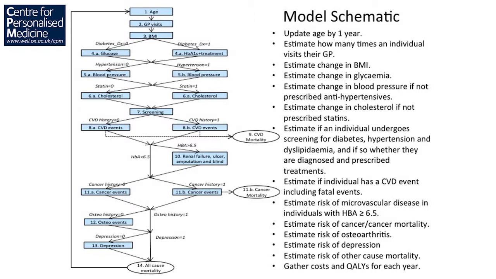Then it will estimate if an individual has a cardiovascular event, and this depends on whether they've had a previous event or not, including fatal events. It will then estimate the risk of microvascular disease, so this is diabetes-related complications in individuals with high blood sugar. And then it will estimate the risk of cancer, cancer mortality, osteoarthritis, depression and other cause of mortality. And those are all diseases which have a higher rate of getting these diseases if you have diabetes. And of course the costs and the qualities are gathered for each year within the model.